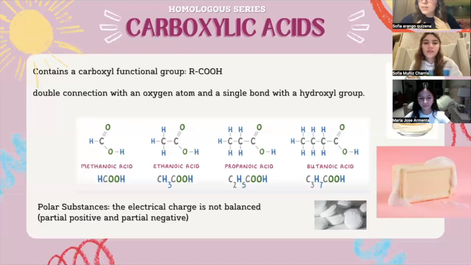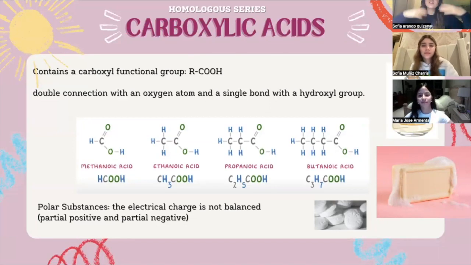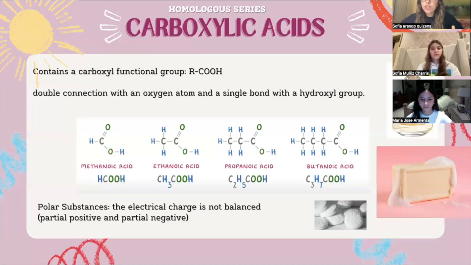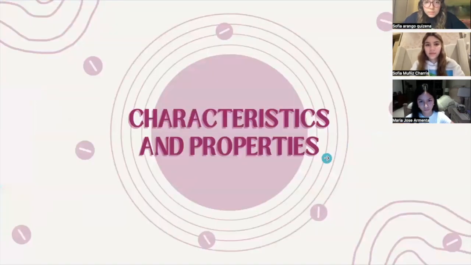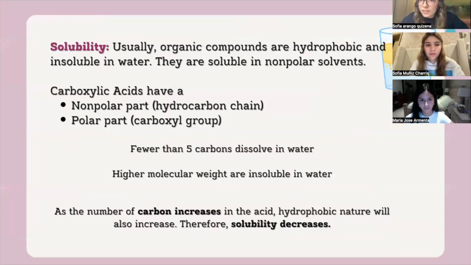About the characteristics, carboxylic acids are polar substances because the electrical charge is not balanced. It is partial positive and partial negative, and it is present in our daily lives in a wide variety of uses. More of the characteristics and properties.